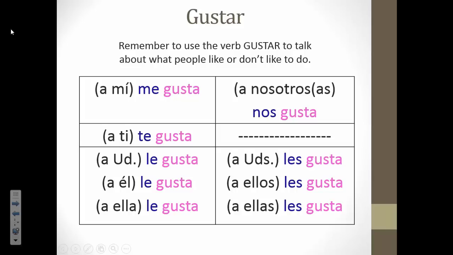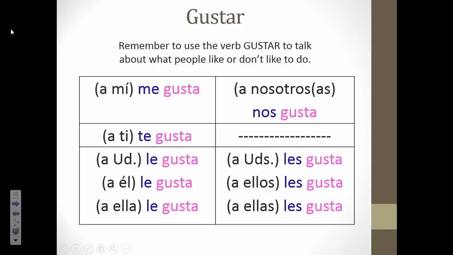All right, so let's go over to the plural side. If we like, nos gusta, or a nosotros nos gusta. If you all like, les gusta or a ustedes les gusta. And if they like, les gusta or a ellos les gusta. If they are all female, you could also say les gusta or a ellas les gusta.